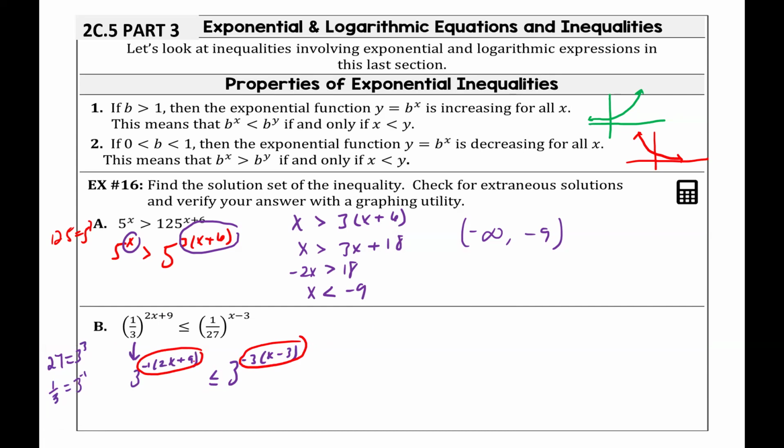So now we have, I'm going to go ahead and distribute as I do it. So we have negative 2x minus 9 is less than or equal to negative 3x plus 9. I'm going to add 3x to this side. So when I add 3x, so I'm adding 3x. And I'm going to add 9 to this side, and I'm adding 9. So that's going to leave me with x is less than or equal to 18. So my solution is from negative infinity to 18 is what we got algebraically.